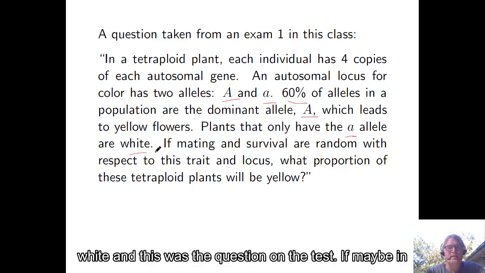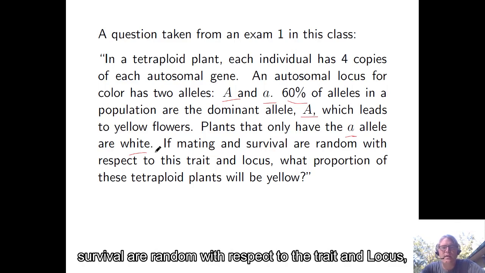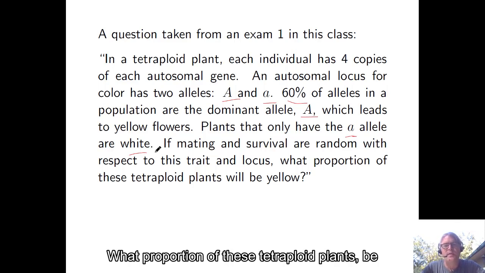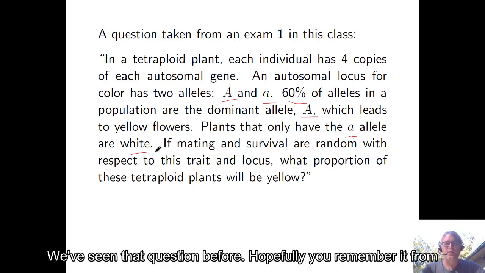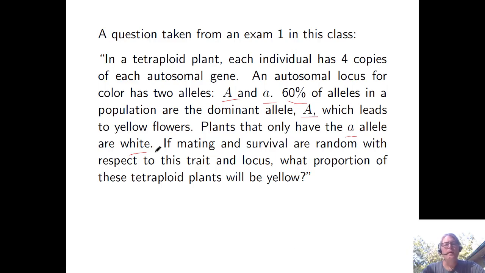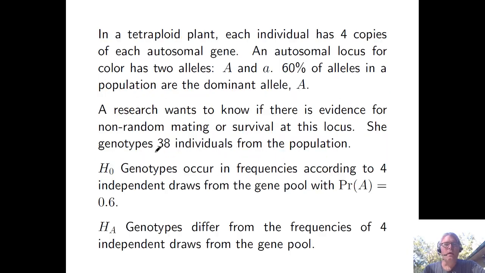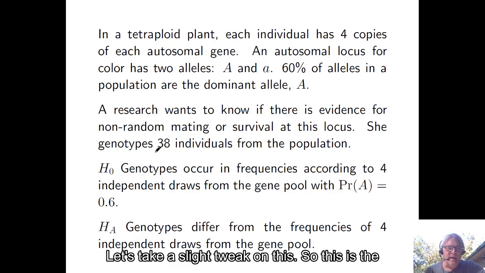And this was the question on the test. If mating and survival are random with respect to the trait and locus, what proportion of these tetraploid plants will be yellow? Okay, so we've seen that question before. Hopefully you remember it from exam 1. Let's take a slight tweak on this.